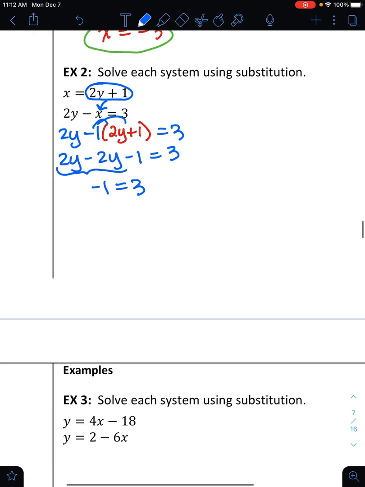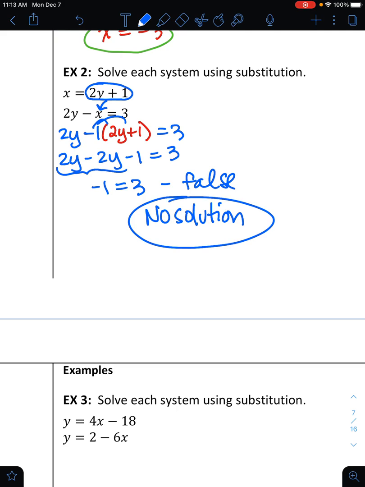So when I look at that, I ask myself, is that true or false? Okay, that is false. A negative 1 is not equal to 3. So if it's false, it's a no solution. If it were true, it would be infinitely many solutions. So that's when we'll end with a no solution, when your variables drop out and this is not a true statement. Okay, well, let's just keep going.